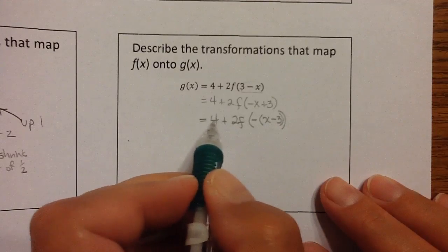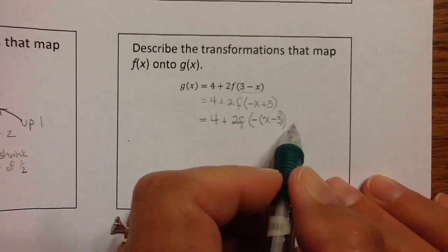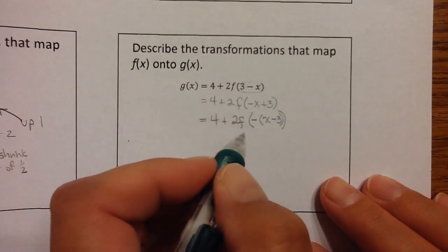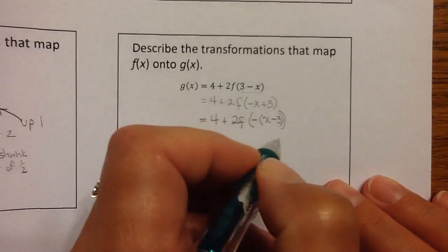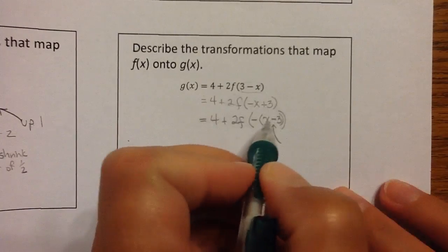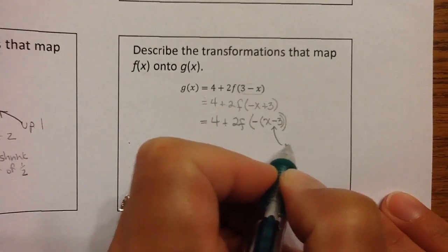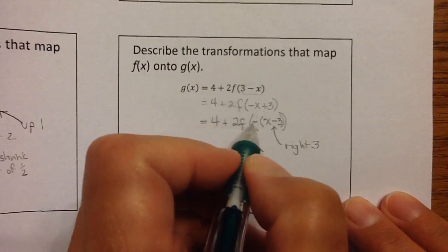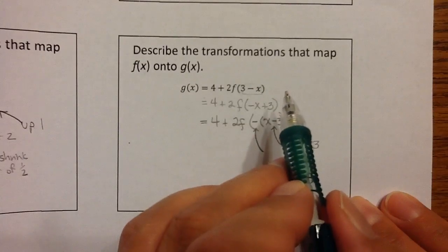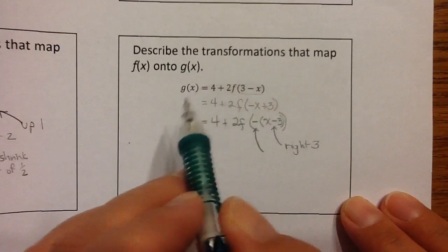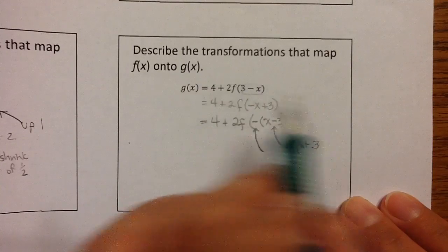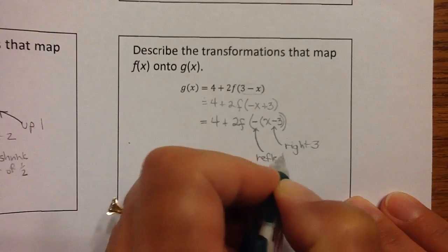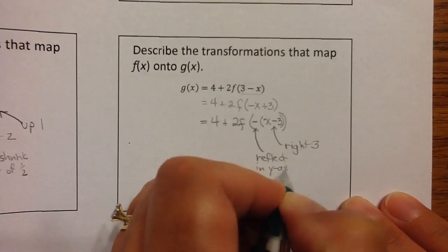Now this plus 4 tacked onto the front can be moved to the other end, but either way you're adding to the output, so it really doesn't matter whether you move that one or not. But we make the list of the stuff on the inside first. So minus 3 from the x moves things to the right 3. The negative in front of the x makes the opposite x's. Opposite x's do reflections in the mirror of the y-axis. So a left to right reflection. So that's a reflect in the y-axis.